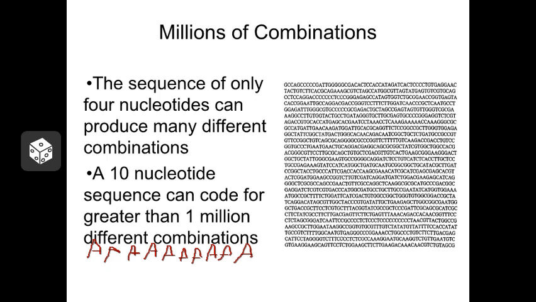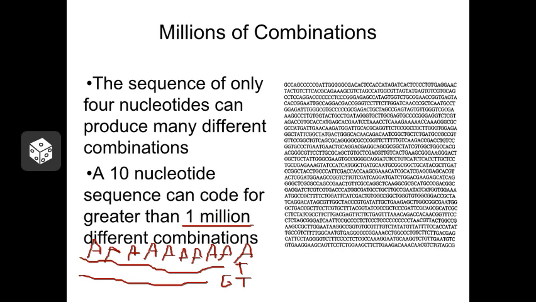Well, here, this first one is all adenines. Maybe the second one is 9 adenines and a thymine. Maybe the third one I come up with is 8 adenines, a guanine, and a thymine, and so on. If I kept doing that and was really, really persistent, I could come up with over 1,000,000 sequences that fit those rules, that are only 10 nucleotides in length.